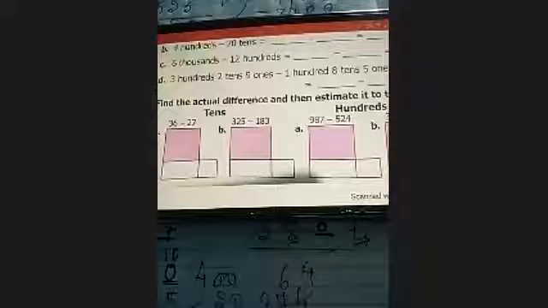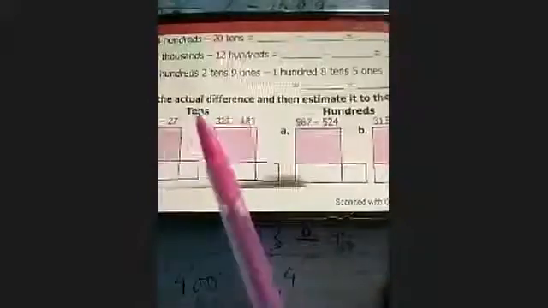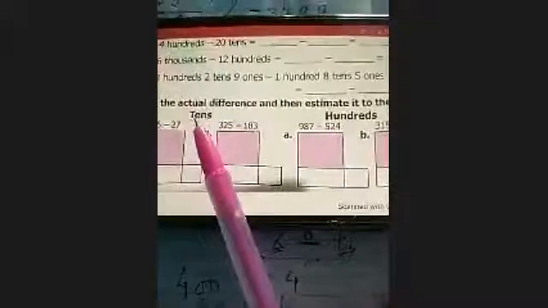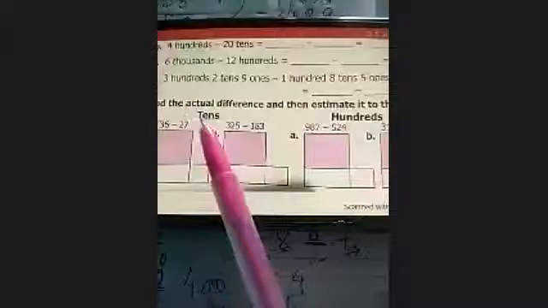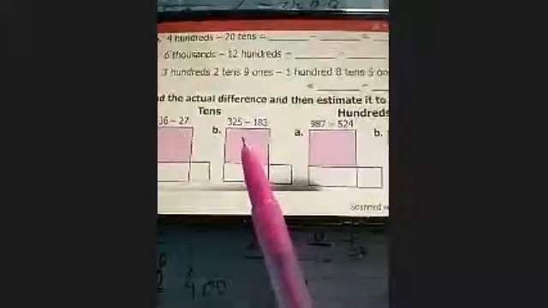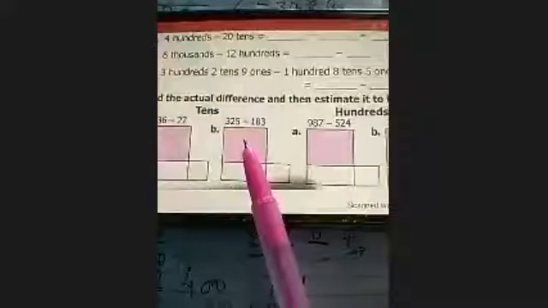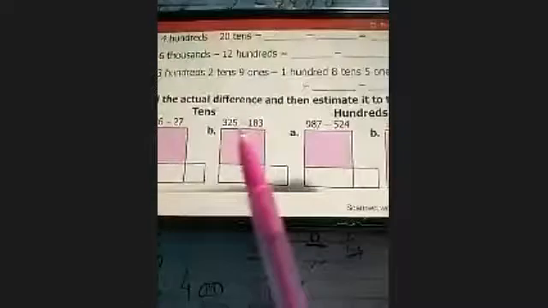This is question number B. 325 minus 183. You have to estimate the following to the nearest 10. In the given blank here, you have to write it down in columns first. Let's do it. This is 325 minus 183.